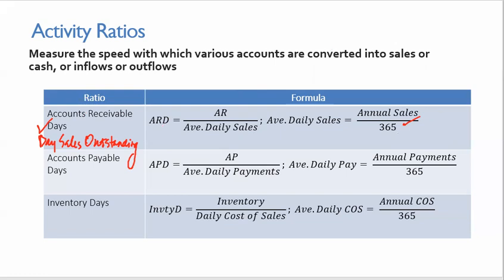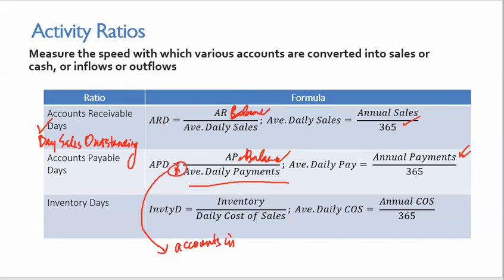Now, AP days, ganun din yung principle ng calculation. Yung AP balance, okay? Balance ito, AR balance, AP balance, over average daily payments. And average daily payments is annual payments over 365. Ano yung payments here? Payments here is yung mga accounts in the income statement na dumadaan or booked as AP. Okay? Booked as accounts payable.